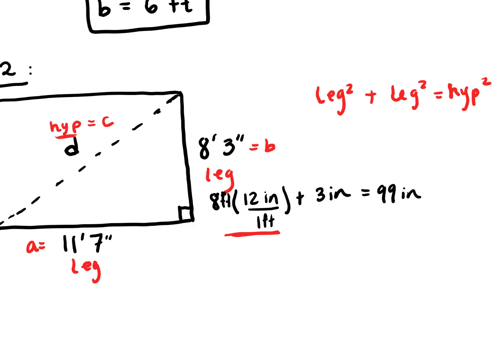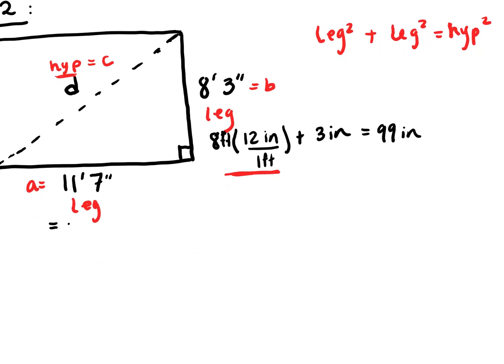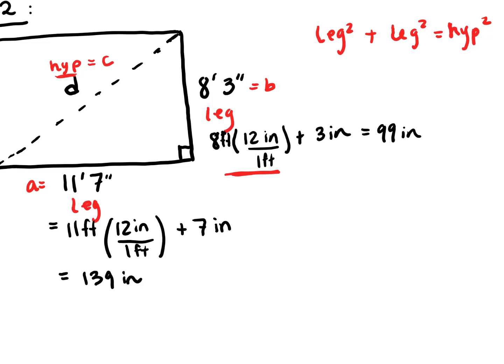And then I'm going to do a similar calculation here on the 11 feet 7 inches. So I'm going to take the 11 feet, multiply it by 12 inches in every 1 foot to convert that piece into inches, and then add the remaining 7 inches. And so what we get on that side, 11 times 12 plus 7, on the calculator, 139 inches. So my A is going to be 139 and my B is 99 inches.